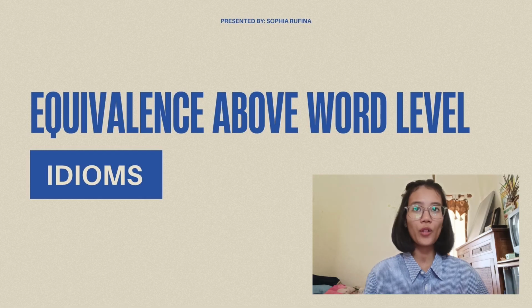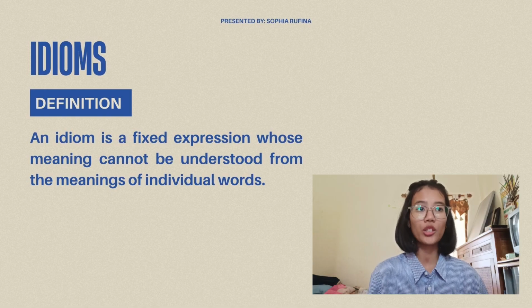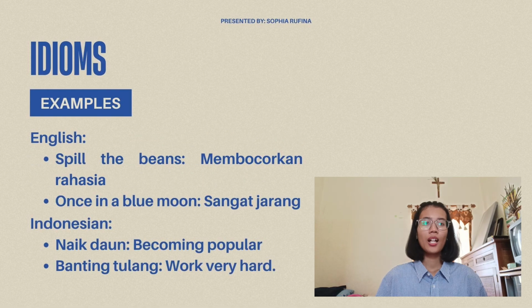Okay, let's move on to the next part. The second point is idiom. An idiom is a fixed expression whose meaning cannot be understood from the meanings of individual words. Let's look at some examples.